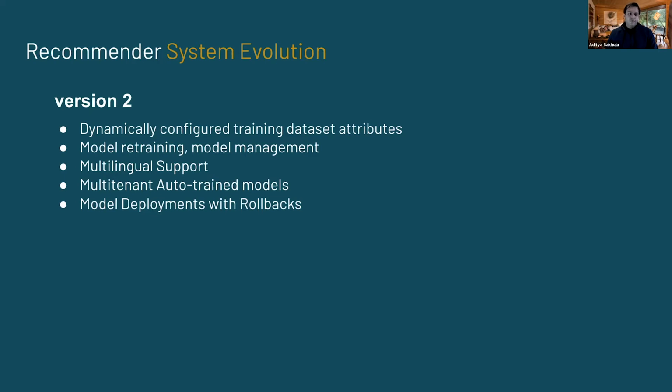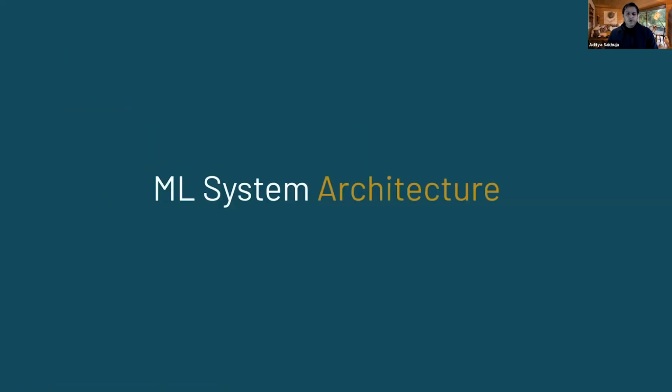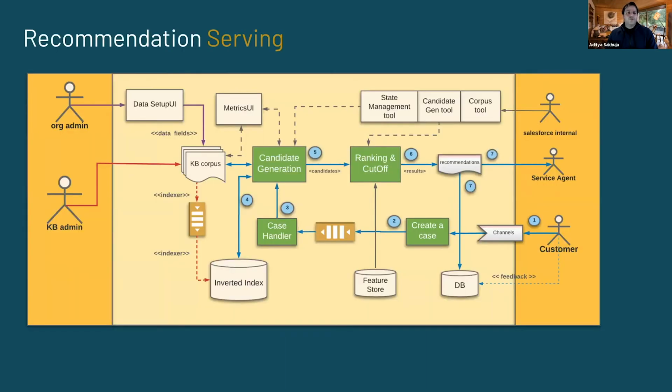Then model deployment with rollback. We also invested heavily in the DevOps cycle, so that every time we want to make a training code change, we don't have to invest a lot of time. We kept that in mind, and we have now come to a point where our rollbacks and deployments are pretty stable. All right, so let's talk about the architecture now, a brief overview of the two parts, the serving side and the training side. Let's start with the serving.